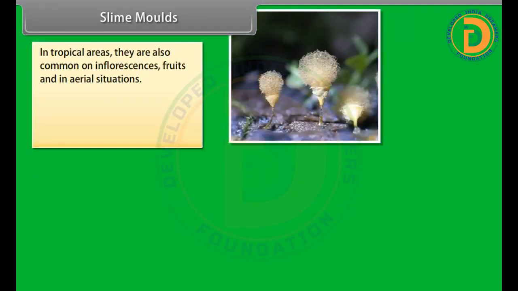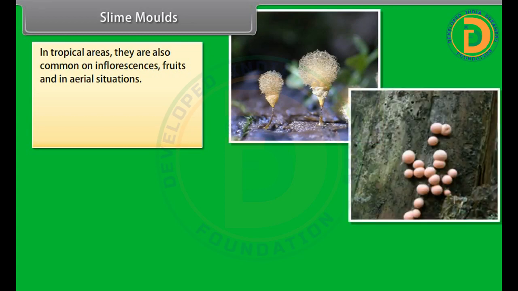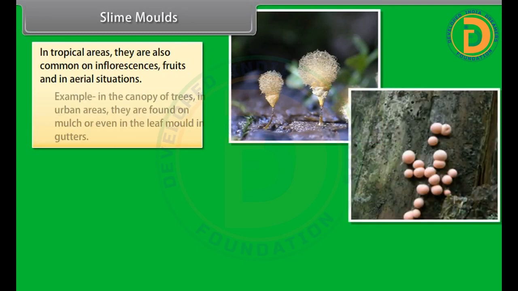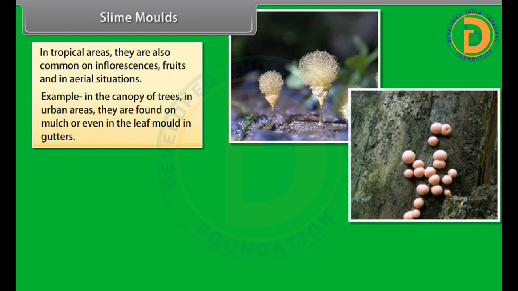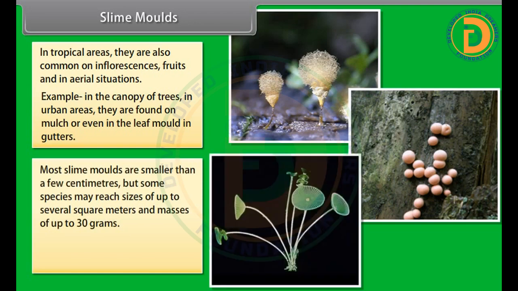In tropical areas, they are also common on inflorescences, fruits, and in aerial situations, for example in the canopy of trees. In urban areas, they are found on mulch or even in the leaf mold in gutters. Most slime molds are smaller than a few centimeters, but some species may reach sizes of up to several square meters and masses of up to 30 grams.